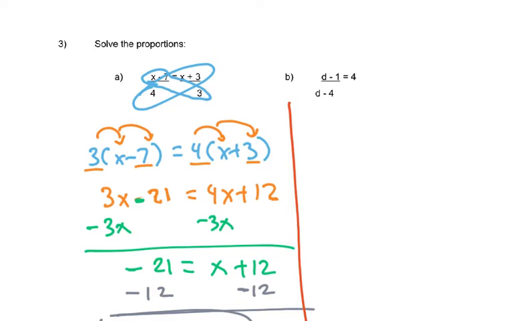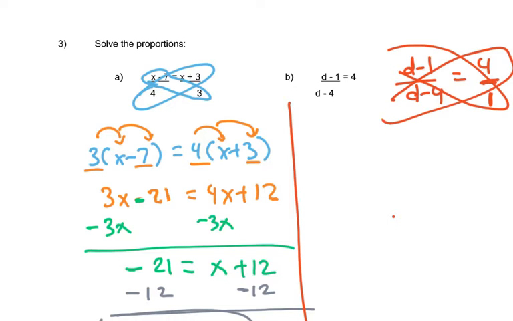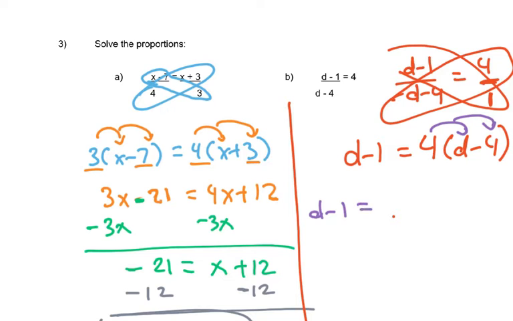So, let me rewrite this. This is d minus 1 over d minus 4 equals 4. I'm actually going to rewrite 4 as 4 over 1. So again, I'm going to just cross multiply. So d minus 1 times 1 is d minus 1. And 4 times d minus 4 is 4 times d minus 4. And then we'll do what we did before. We'll distribute. d minus 1 equals 4d minus 16.